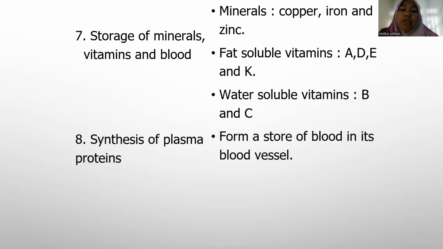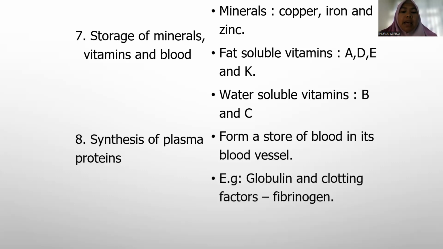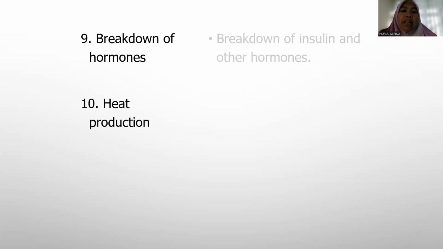So the liver helps to form and store blood in its blood vessels. Meaning to say, the liver helps in the synthesis of plasma protein and stores it in the blood vessels within the liver. For example, globulin and clotting factors, which is fibrinogen. Number nine, the liver helps to break down insulin and other hormones.